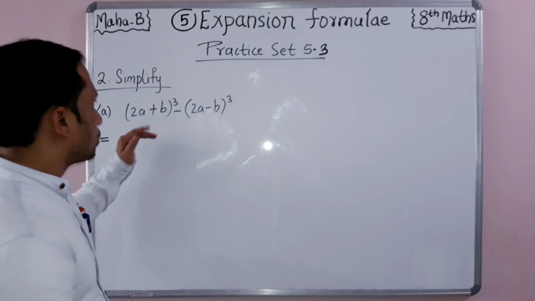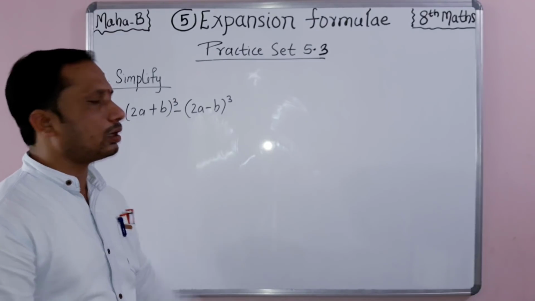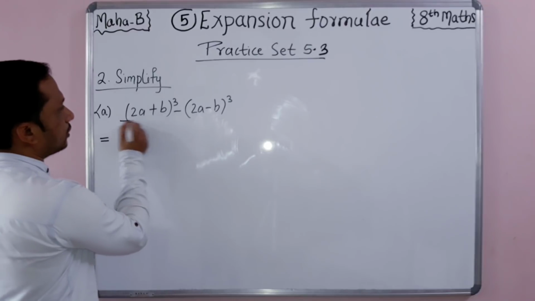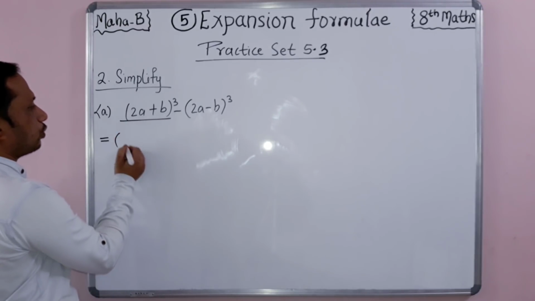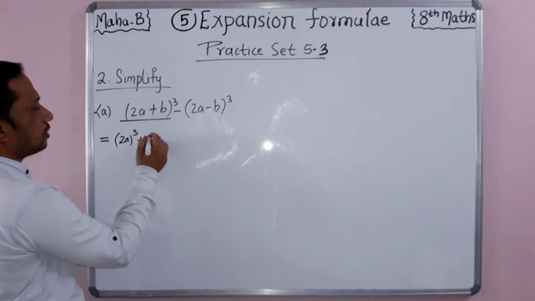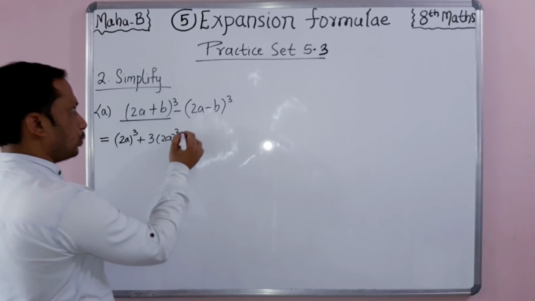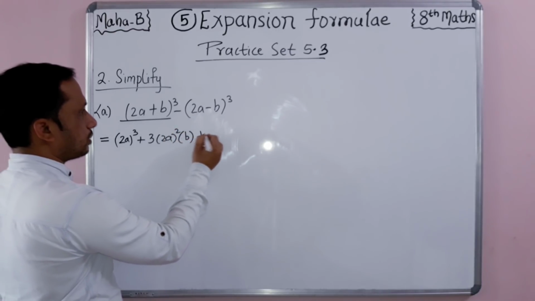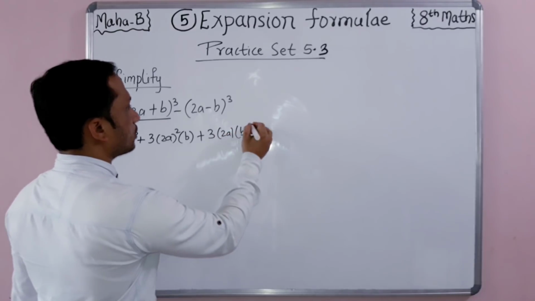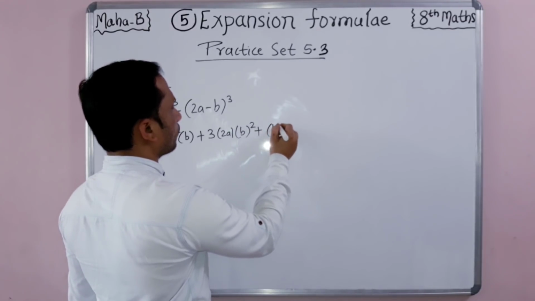In the first case we are going to use the (a + b) cube formula, and in the second case the (a - b) cube formula. So we need to first solve the first one. a cube means (2a) cube is there, plus 3 times (2a) square into b, and plus 3 times 2a into b square, and plus b cube.